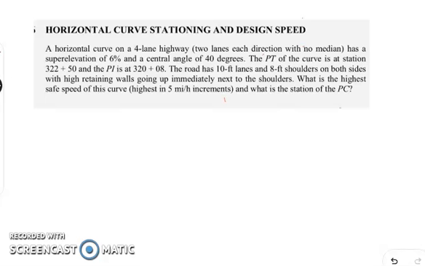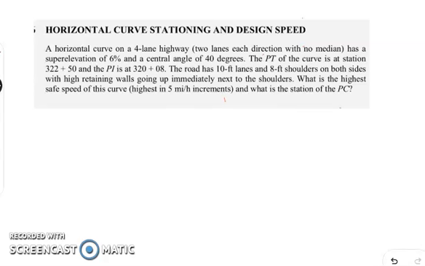So as we continue for our problem, a horizontal curve on a 4-lane highway has a superelevation of 6% and a central angle of 40 degrees. The PT of the curve is station 322+50 and the PI is at 320+08. The road has 10-foot lanes and 8-foot shoulders on both sides, with a high retaining wall going up immediately next to the shoulders. What is the highest safe speed of this curve, and what is the station of PC?